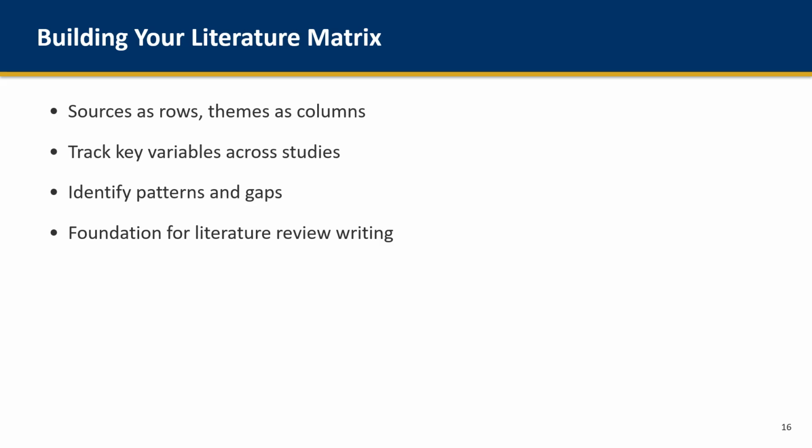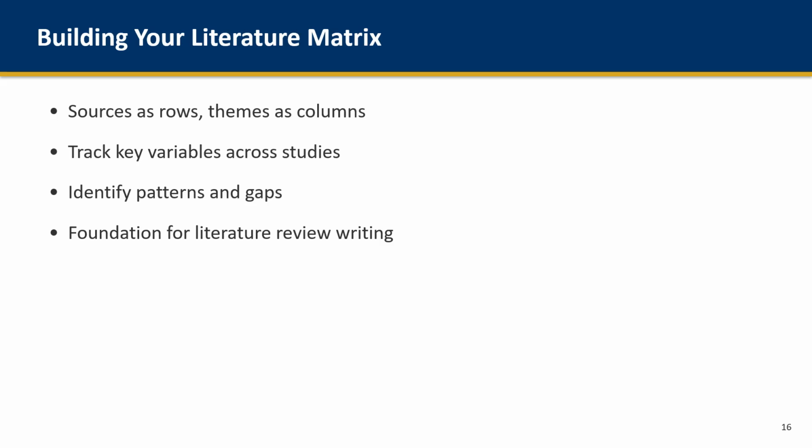For example, a matrix for reviewing studies on a particular health intervention might have columns for sample size, study design, population characteristics, outcome measures, key findings, and limitations. As you read each source, fill in the relevant cells. This format forces systematic extraction of comparable information across sources. When your matrix grows to include dozens of sources, patterns become visible that would be difficult to detect otherwise.